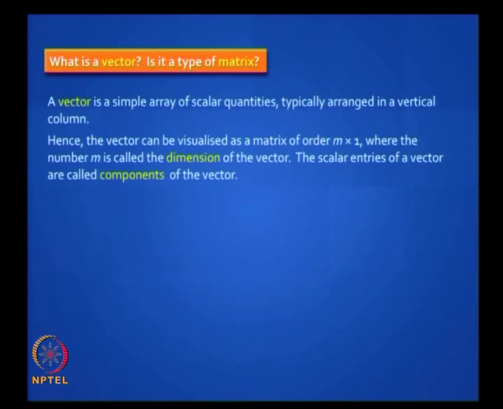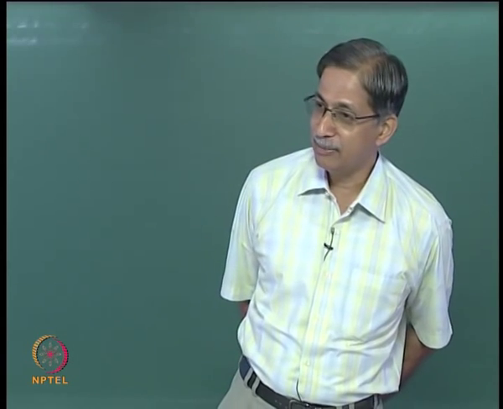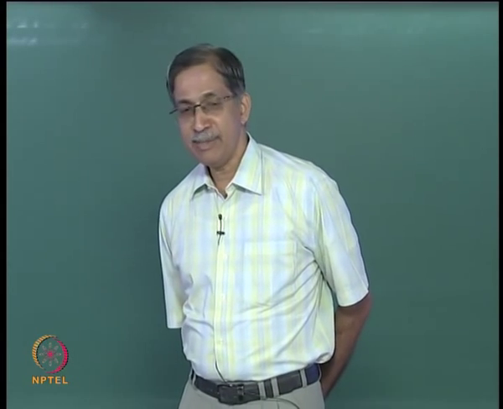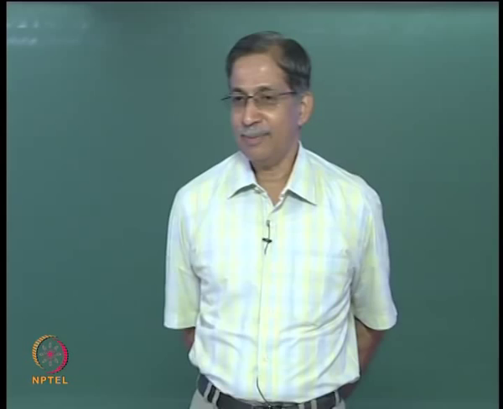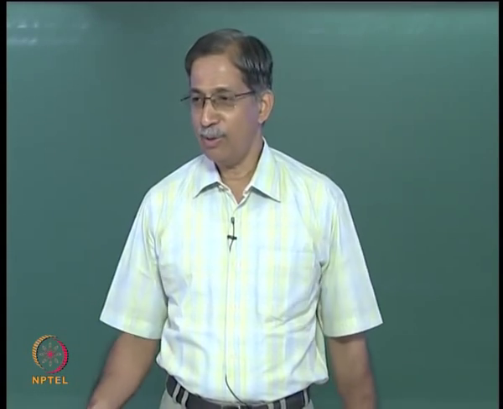A vector is a simple array of scalar quantities typically arranged in a vertical column. Hence, the vector can be visualized as a matrix of order m into 1. And you don't use the word order anymore, you use the word dimension. m is the dimension, and you can say elements, but the right word to use is components. You have components in a vector and elements in a matrix. You have dimension in a vector because one of the order items is equal to unity, and you have an order in a matrix.